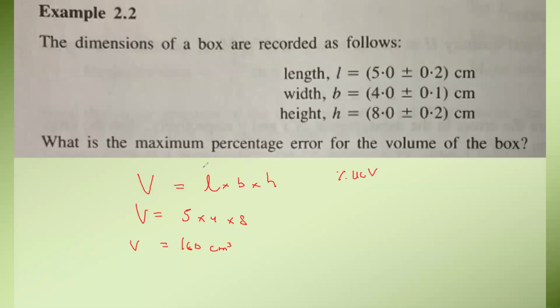Because the volume is calculated by multiplying length, width, and height, when a physical quantity is calculated by multiplication, we don't add the uncertainties, we add the percentage uncertainties. So the percentage uncertainty in the volume will be equal to the percentage uncertainty in length plus the percentage uncertainty in the width plus the percentage uncertainty in the height.